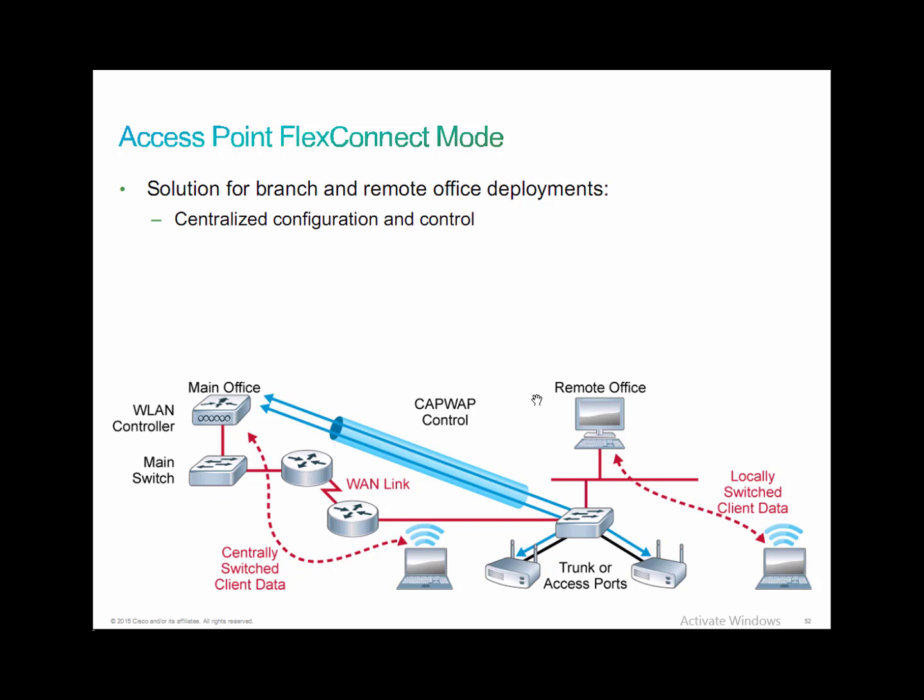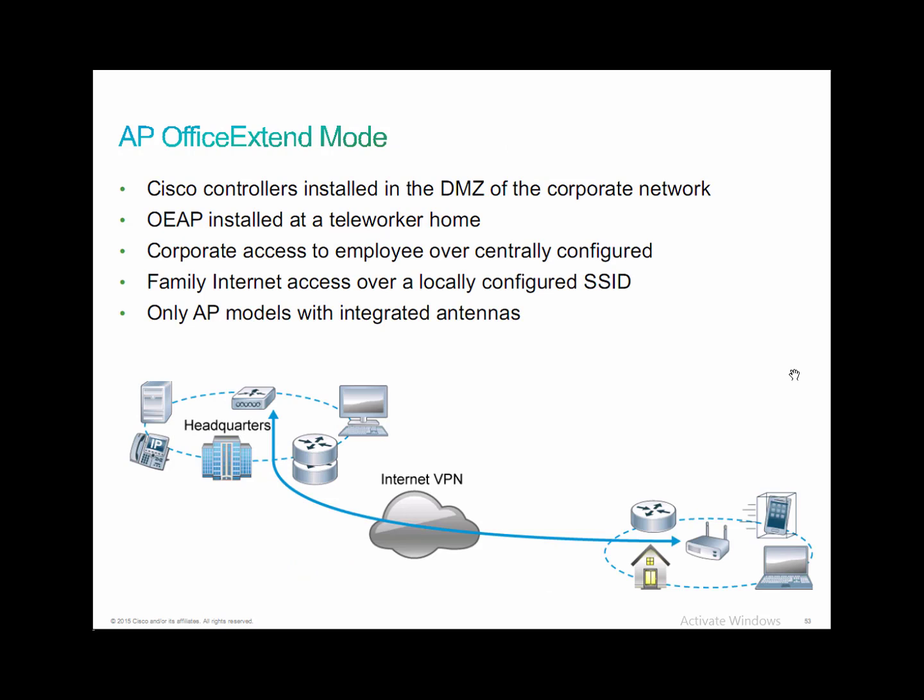Another option with the deployment of the AP is to deploy the AP in what we call Office Extend mode, OEAP. A very simple, cost-effective solution to extend the wireless network to your remote locations over a VPN. All right. And we'll talk about the details of that. I don't know that we'll get into a ton of detail, but I want to at least give you an idea of what it looks like.